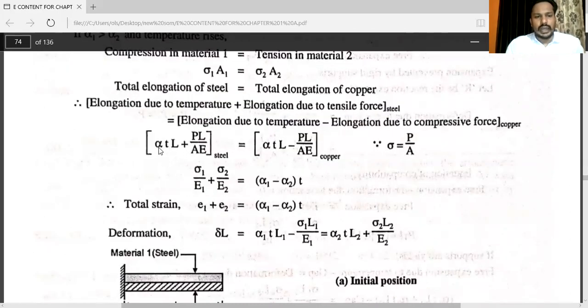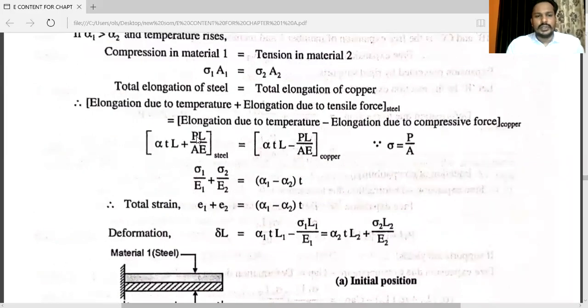So you can see the formula alpha into T into L plus PL upon AE for steel. Here in bracket alpha into T into L minus PL upon AE for copper. So the formula will be, we know that sigma is equal to P by A. So stress upon E1 plus stress upon E2, that is sigma 1 upon E1 plus sigma 2 upon E2, is equal to alpha 1 minus alpha 2 into T.